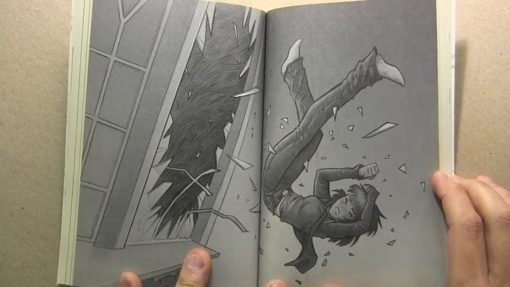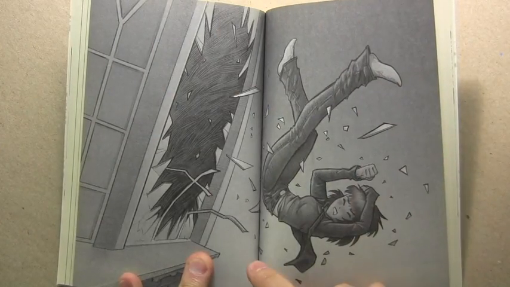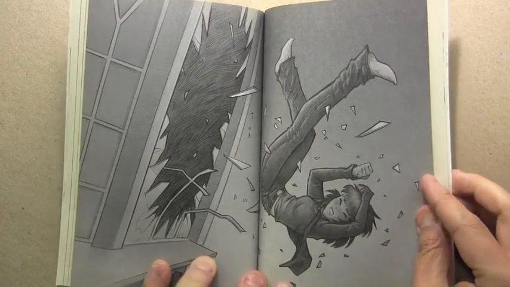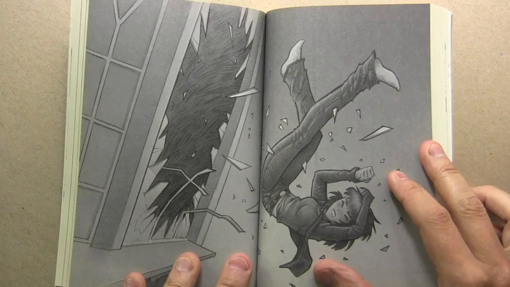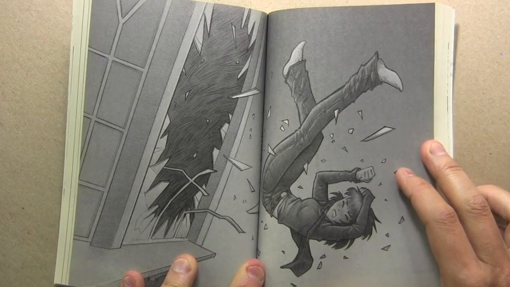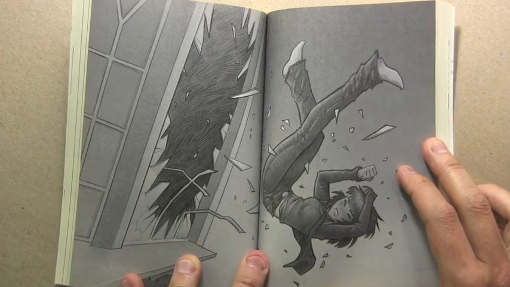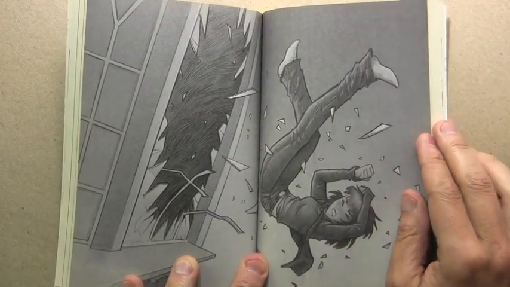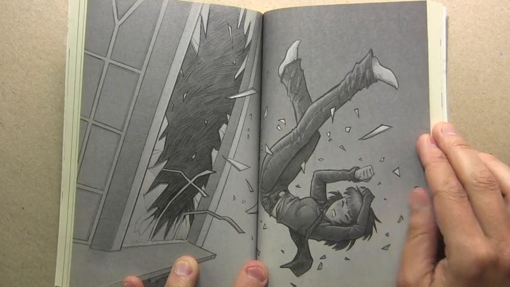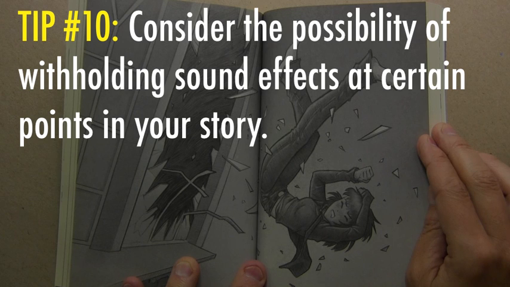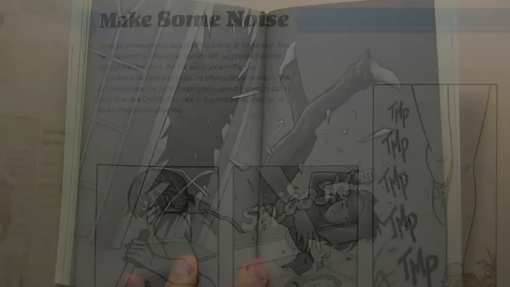A couple of reasons. I didn't want to interrupt this image by putting words in front of it, but maybe more importantly, I almost wanted this Hollywood movie effect of suddenly the volume cuts out and we hear nothing at all. And that can sometimes be just as effective as putting some gigantic lettering in there to sort of hammer home the idea of this big sound. So, yeah, consider the possibility of deliberately withholding a sound effect at certain points in the story.